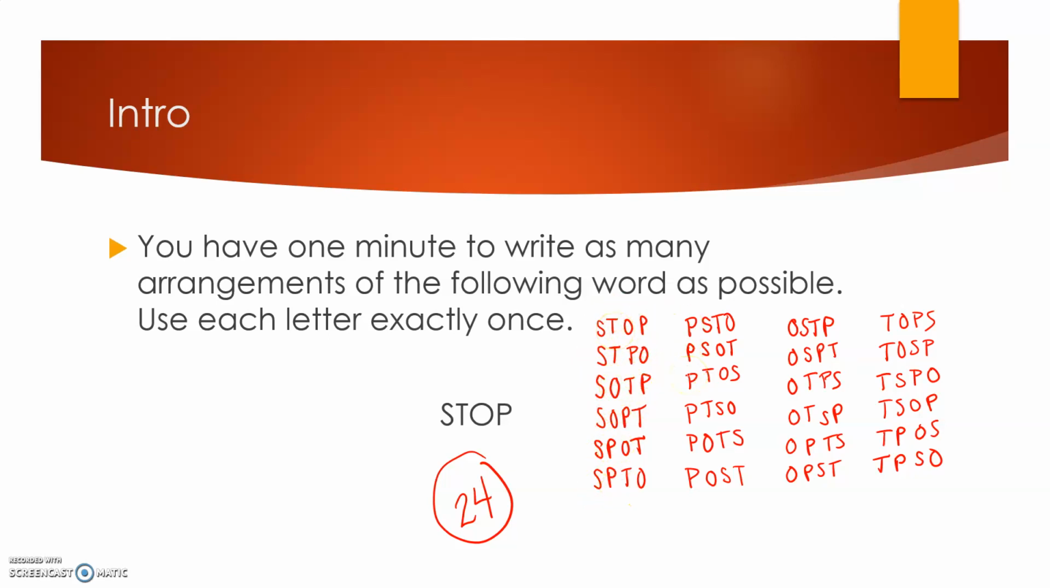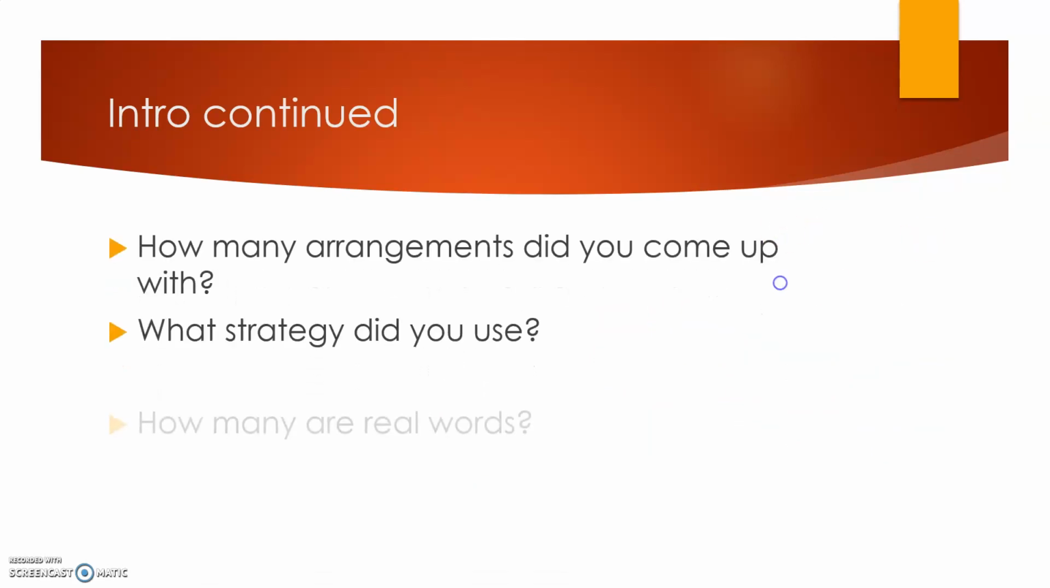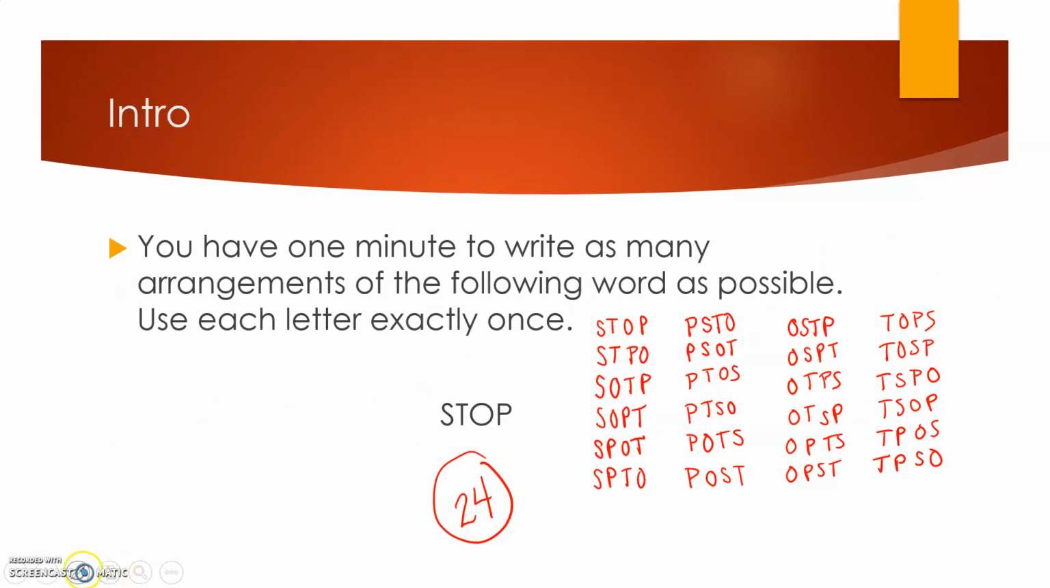I kept my first letter in the columns. How many are real words? Well, let's see, I've got spot's a real word. Well, and stop if we count the original one. Pots and post. Opts is a word. Tops is a word. So it looks like 1, 2, 3, 4, 5, 6 of those are real words. That's kind of cool.